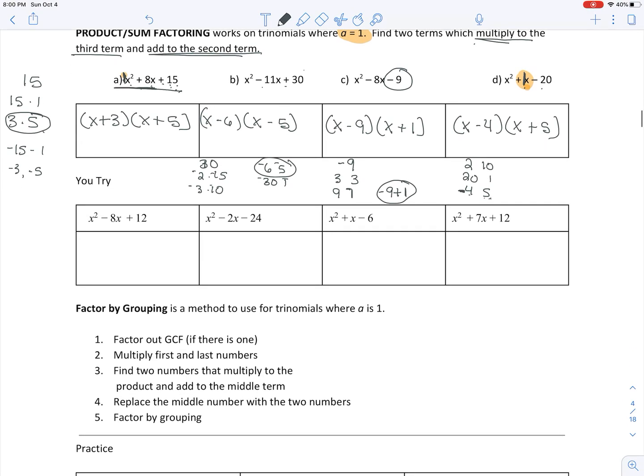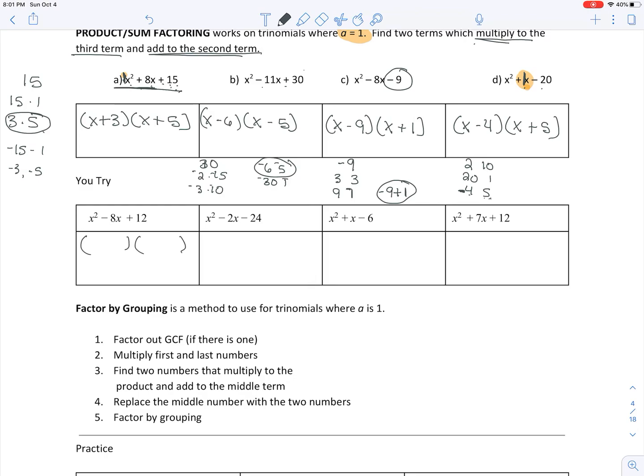So one thing that might help you with this is your multiplication facts. If you want to just draw a multiplication table or obtain one from somewhere, that might be helpful. Okay, so I want you to pause the video and come back and do those, and then we'll do them together. Okay, welcome back. I'm just going to walk through these quickly.